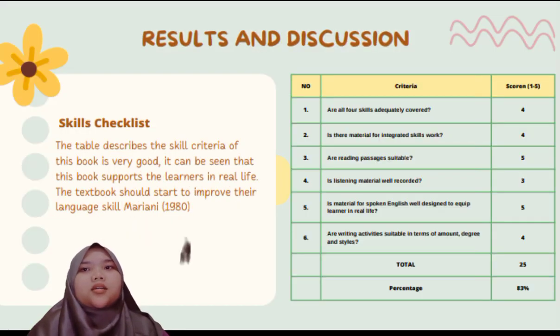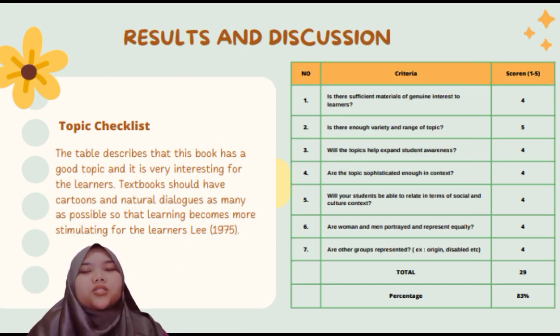The fourth is skill checklist. The table describes that the skill criteria of this book are very good. It can be seen that this book supports the learner in real life. This suits what was proposed by Mariani, 1980. The textbook should start to improve their language skills. And I give 83% for the checklist.